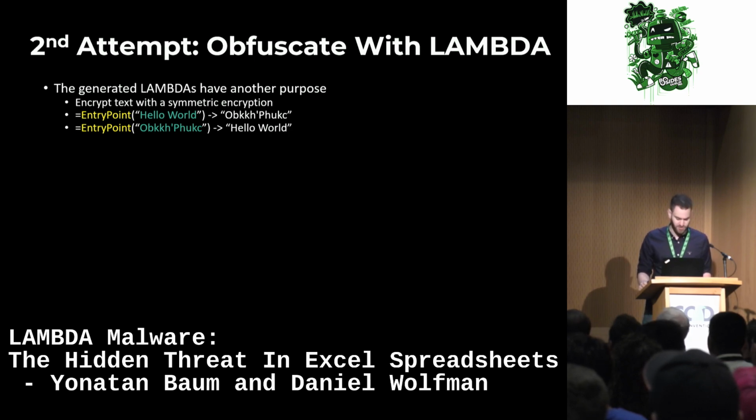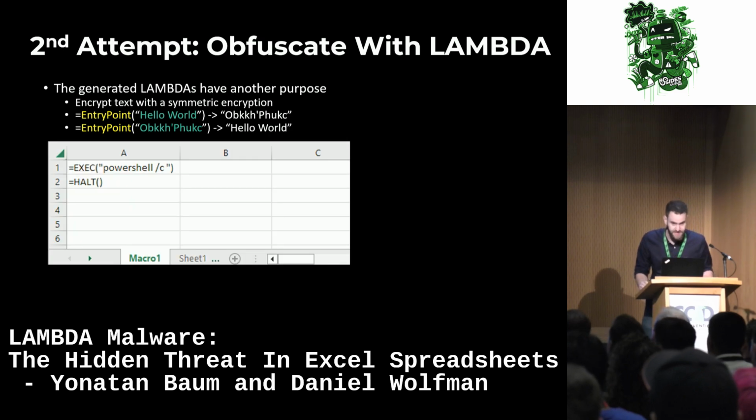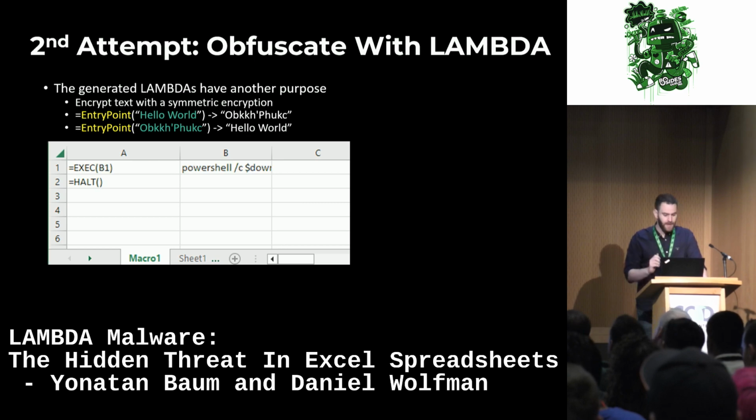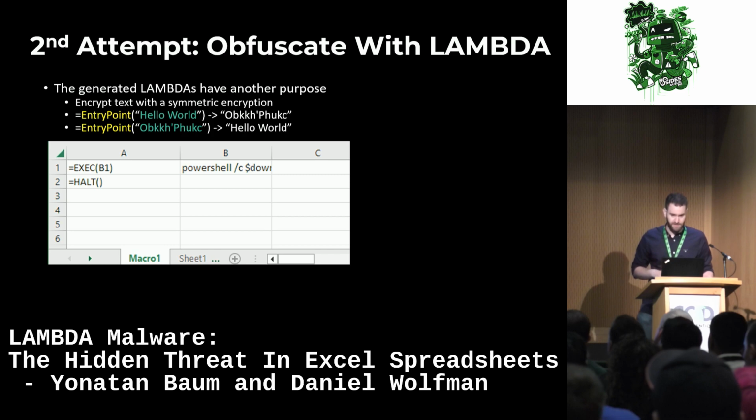We'll see in a second why that's important. Then I took the same Excel 4.0 macro from the control group. I moved the payload to a different cell, using it by reference, and I encrypted it using my lambdas. And here's why I did that.